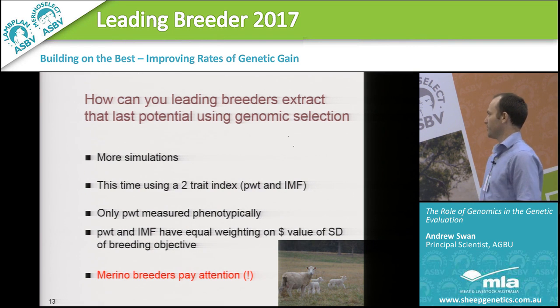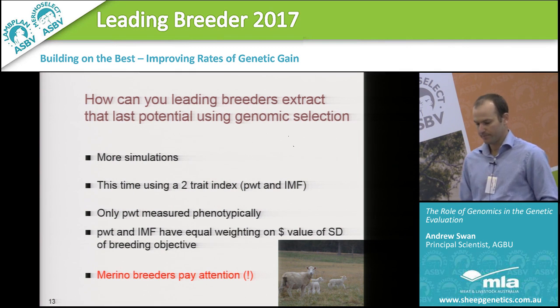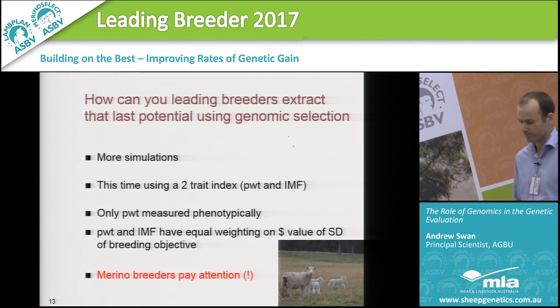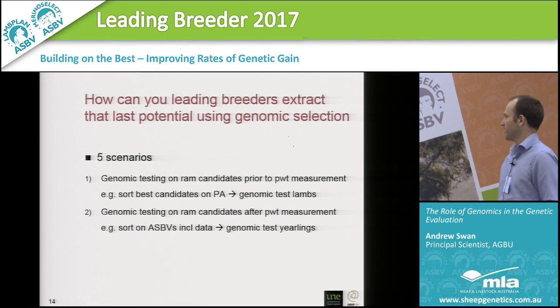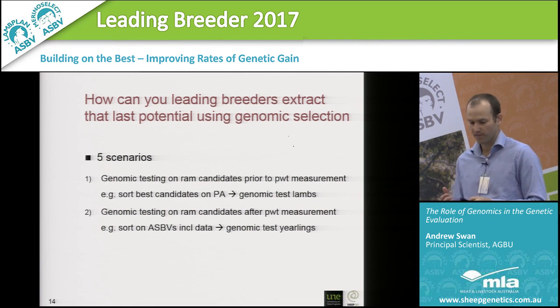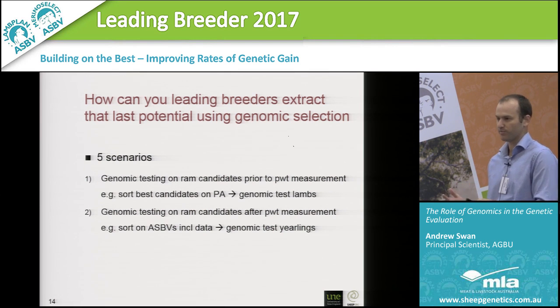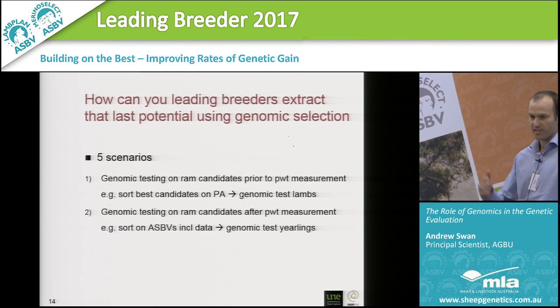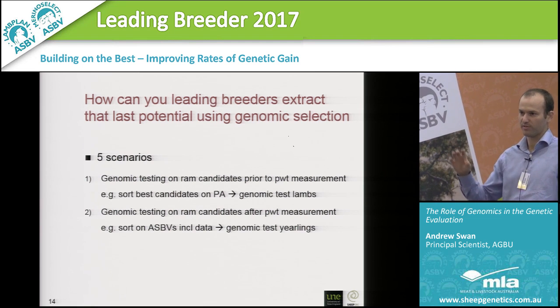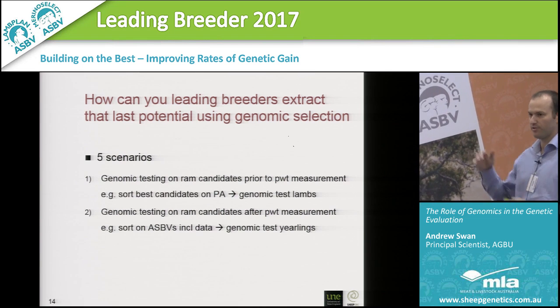So in these simulations we only measured post-weaning weight, and in this particular index they had equal weighting in the breeding objective. So while this is more of a meat quality, merino breeders pay attention still because these principles will apply to merinos as well. So we had 5 scenarios, but we'll just start with 2 to begin with. The first 2 were, we did some genomic testing on ram candidates prior to the post-weaning measurement. So basically, we sorted the best selection candidates based on parent average, and then we genotyped a proportion of those, ranging from 0% right through to genotyping all of them.